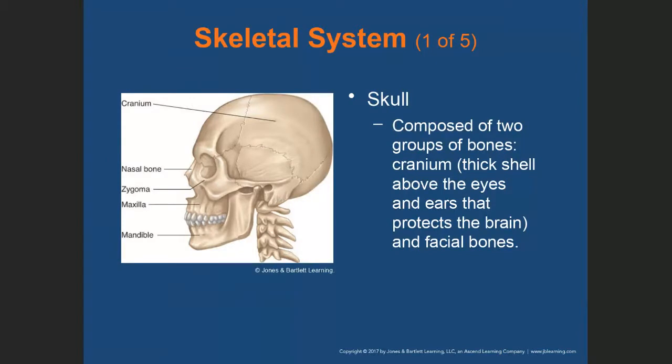The skull. So let's look at the skeletal component now. The skeletal system. The skull is composed of two groups of bones. You have the cranium, a thick shell above the eyes and ears that protects the brain, and the facial bones. You have the nasal bone, zygoma, which is the cheek, maxilla, which is the upper jaw, and mandible, the lower jaw.